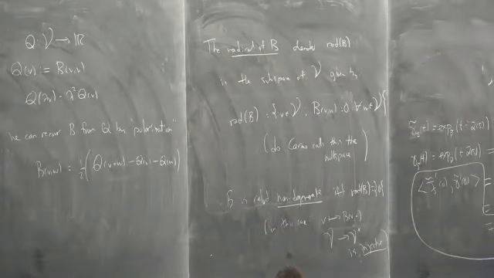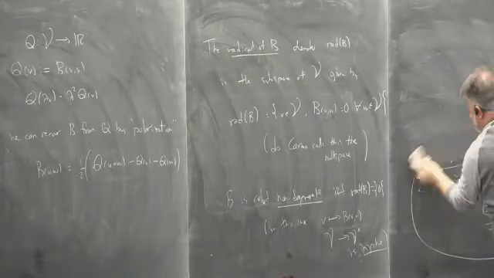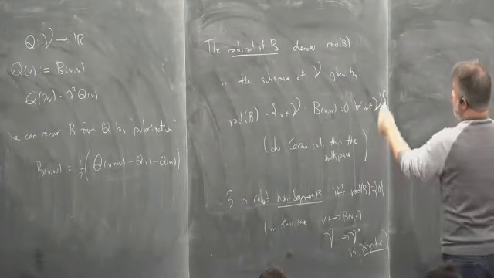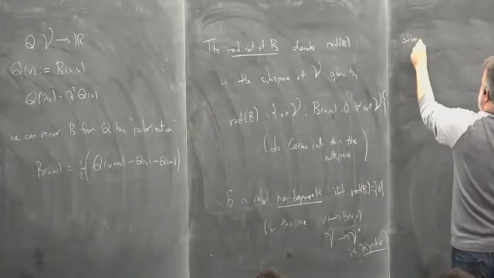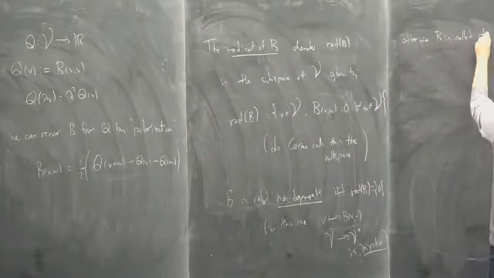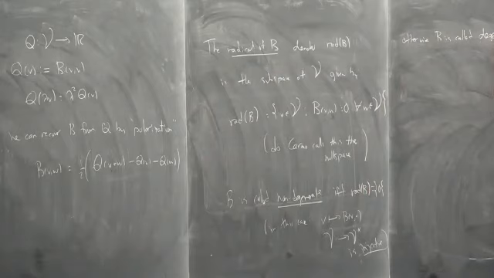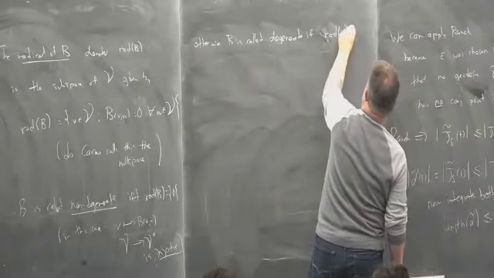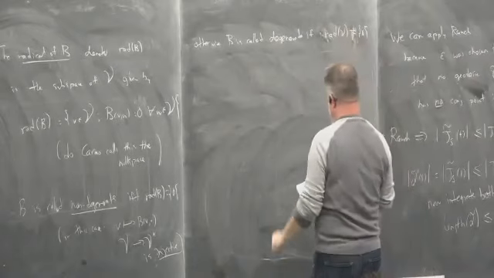So that's the definition of the radical. That's a well-defined subspace of script V. And otherwise B is called degenerate if the dimension of the radical of B is strictly larger than 0.